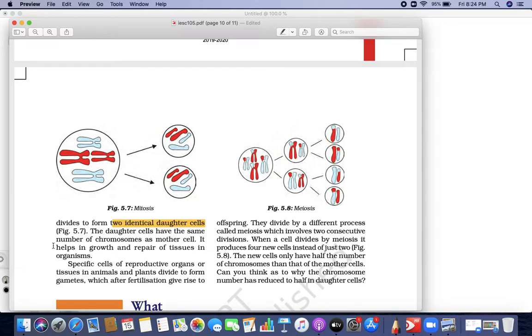This helps in growth and repair of the tissues in organisms. Whenever a cell is dying or needs to be replaced, or helps to grow, these daughter cells will grow and become proper cells. So this is how a new cell is formed with the help of mitosis. There are two types of processes, one is mitosis and another is meiosis. In mitosis a mother cell is divided into two identical daughter cells. Mother cells have 4 chromosomes, daughter cells also have 4 chromosomes each, and it helps in the growth and repair of the tissues. Now we are going to talk about meiosis.